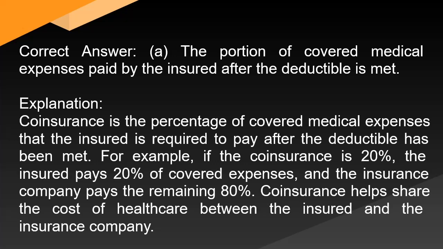For example, if the coinsurance is 20%, the insured pays 20% of covered expenses, and the insurance company pays the remaining 80%. Coinsurance helps share the cost of healthcare between the insured and the insurance company.